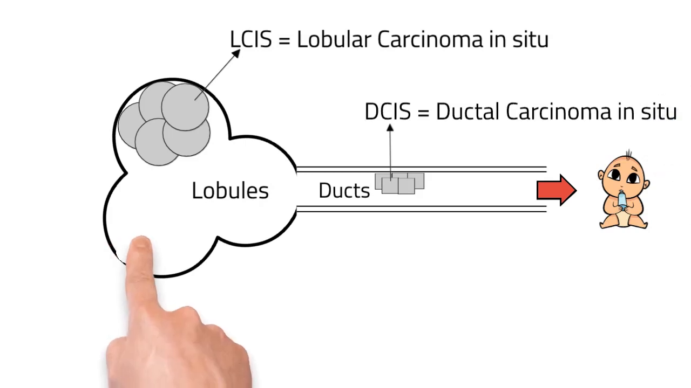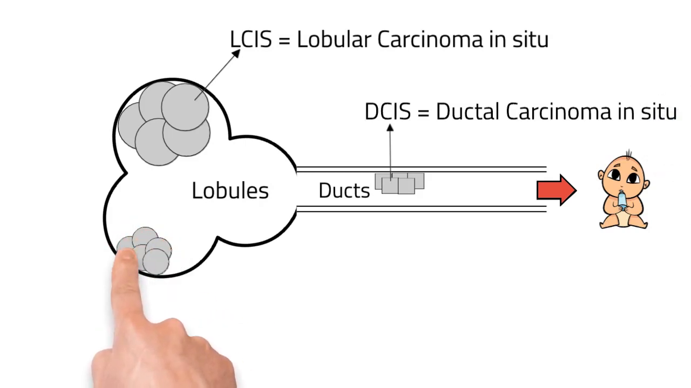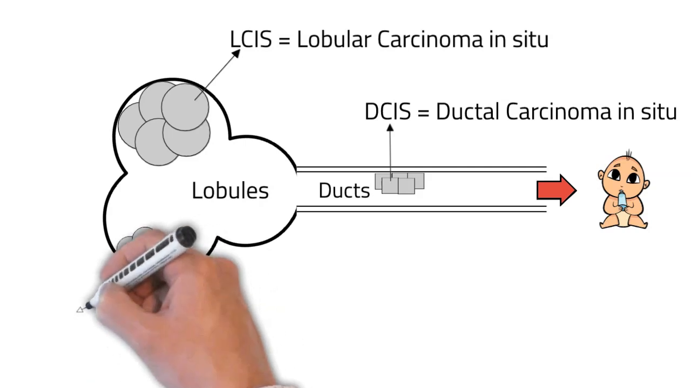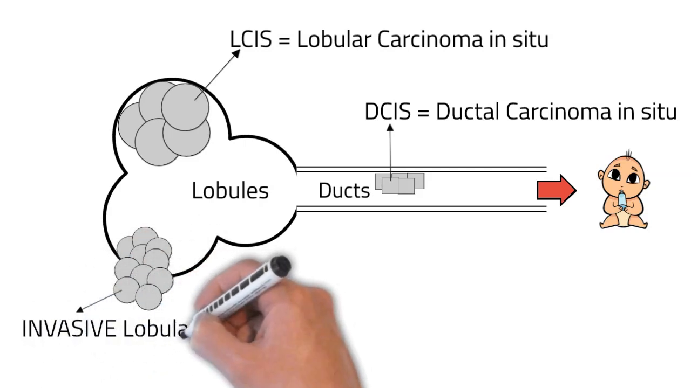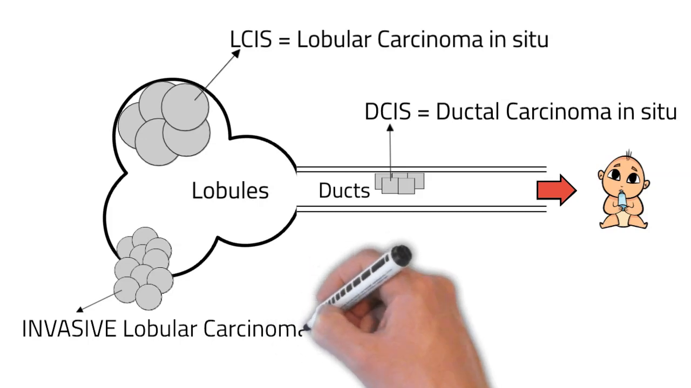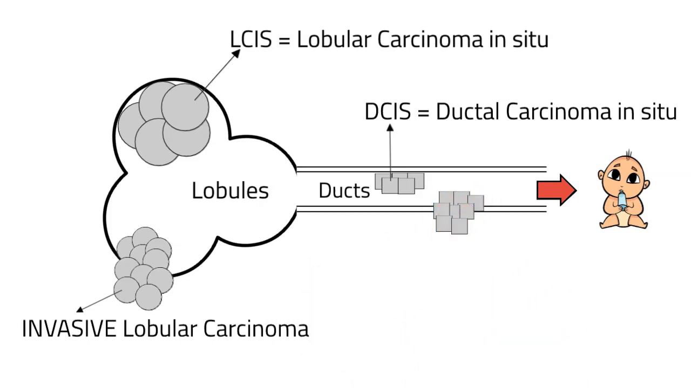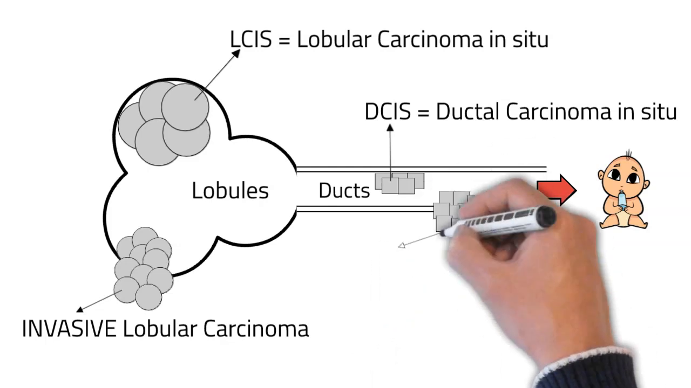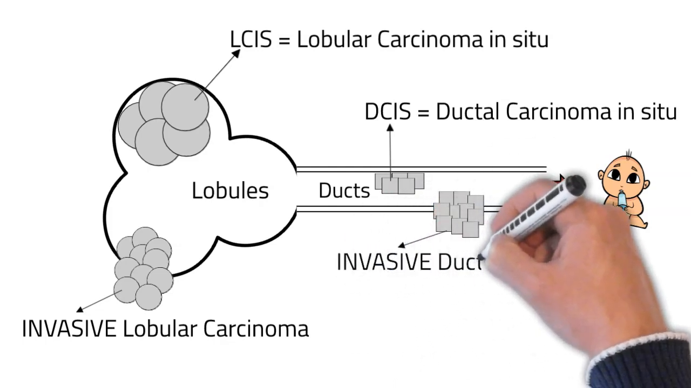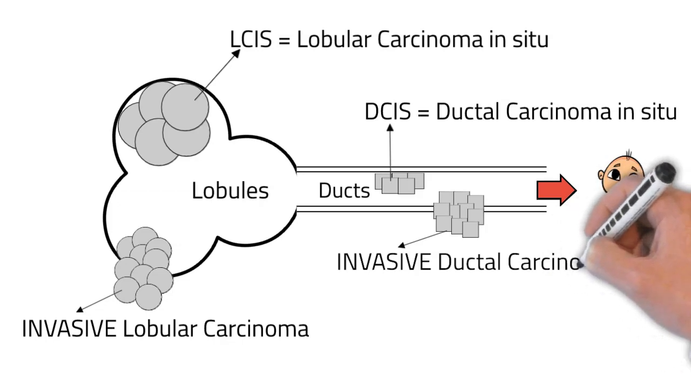Now, if those lobular cancer cells get big enough and break through the membrane of the lobule, we call that invasive lobular carcinoma. These can get really big. If the cells are in the ducts and they break through the membrane, we call that invasive ductal carcinoma. This is probably the most common form of invasive disease.